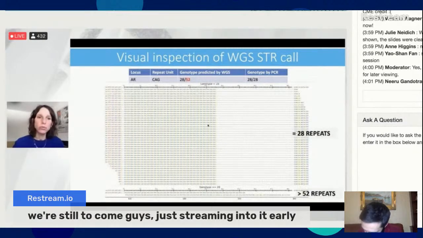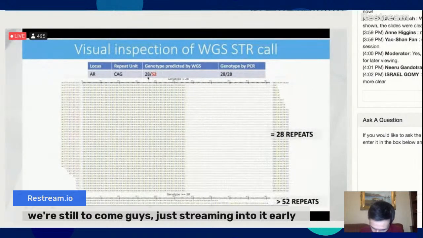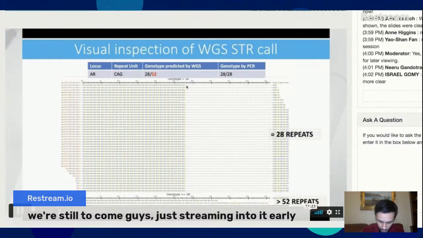Looking at a sample that was discordant, again a call in the androgen receptor locus, genotype predicted by WGS 28 and 52, genotype predicted by PCR 28 and 28. On closer inspection of the reads that were used to support a genotype of 28, we see again a large number of reads supporting 28. Going down to the bottom of the graph, we can see the visual representation of this long read, which is the one that has been used to estimate a genotype of 52 repeats in this sample.